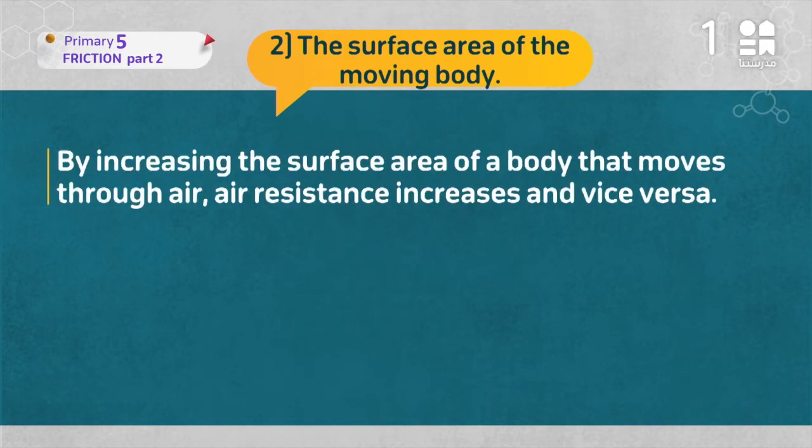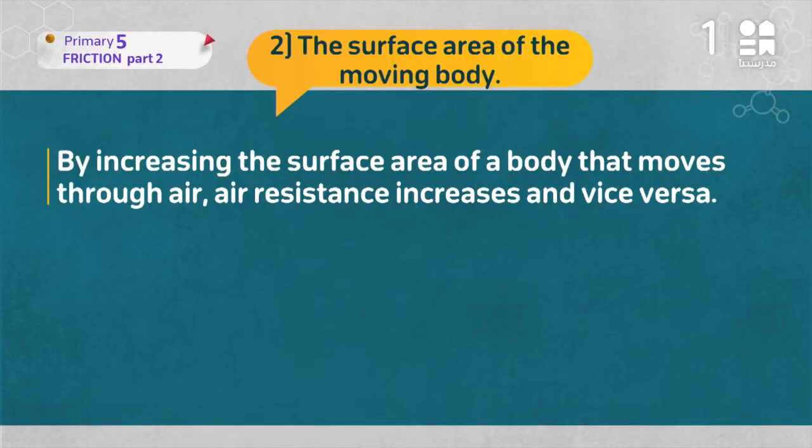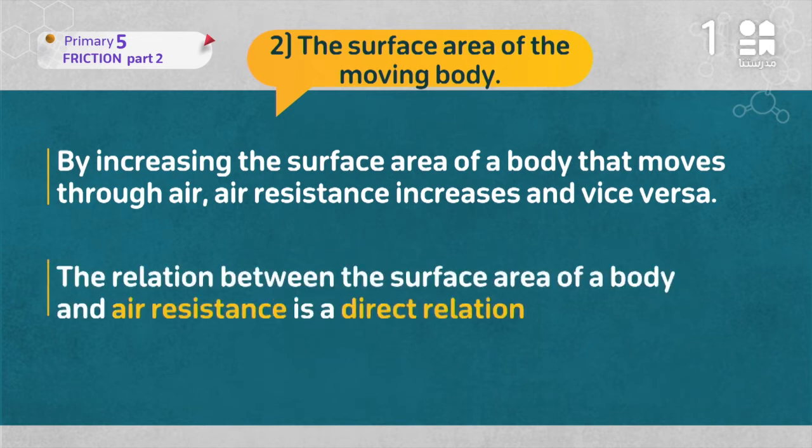By increasing the surface area of a body that moves through air, air resistance increases and vice versa. Same as the factor we discussed for friction force: when surface area increases, friction increases, and when it decreases, friction decreases. The same applies here with air resistance. By increasing the surface area of a body that moves through air, the air resistance increases. The relation between the surface area of a body and air resistance is also a direct relation.